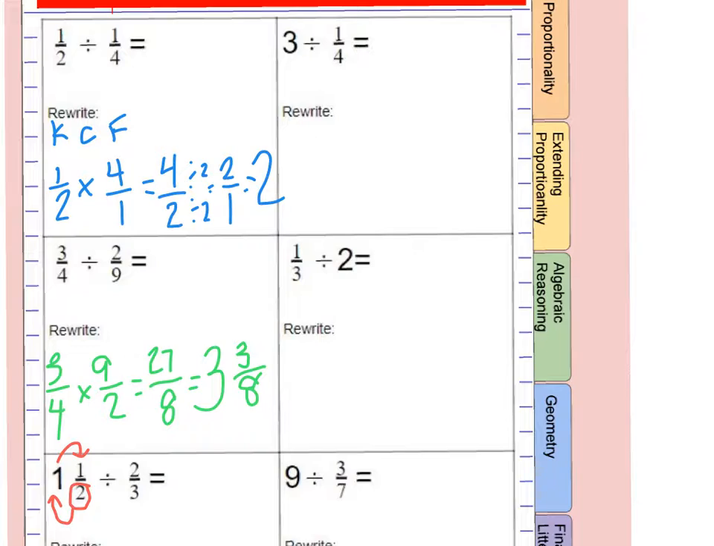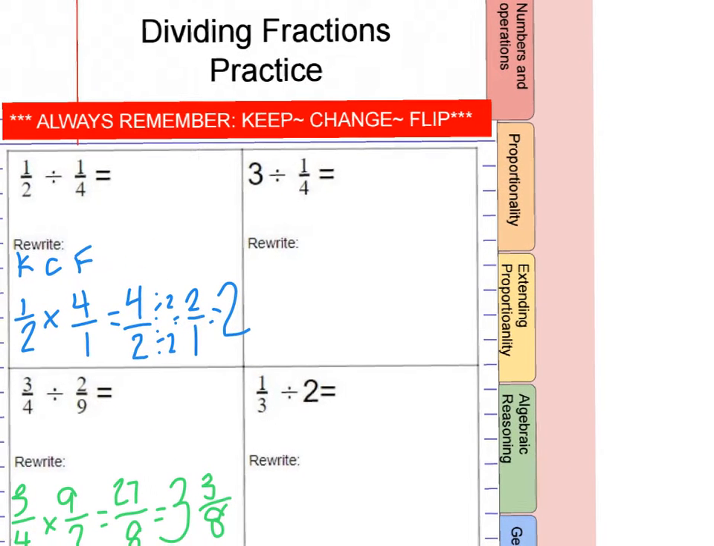Okay, moving back up to the top here. All right, when we have a whole number, we put it over 1. Okay, because 3 over 1 is 3 divided by 1, which is still 3. So we didn't change the number. We just kind of changed how it looked.